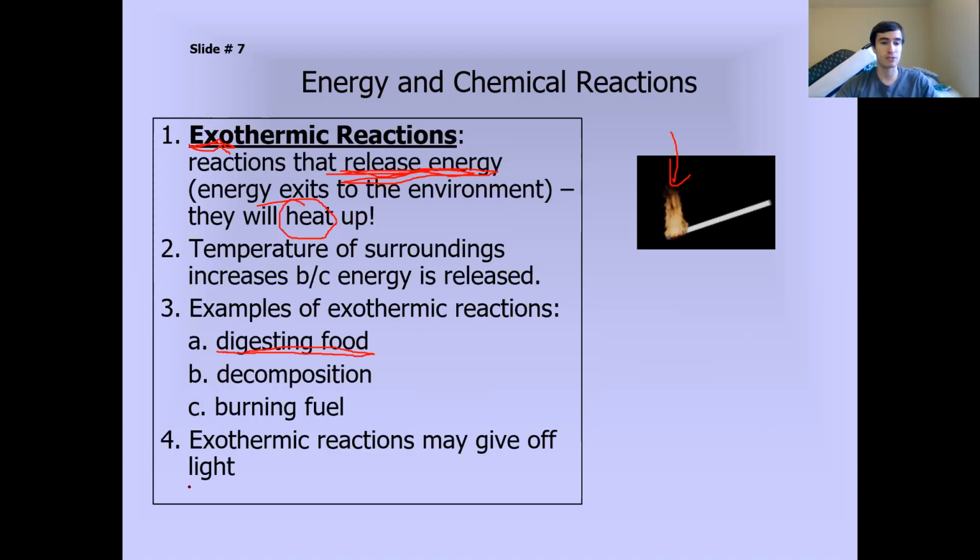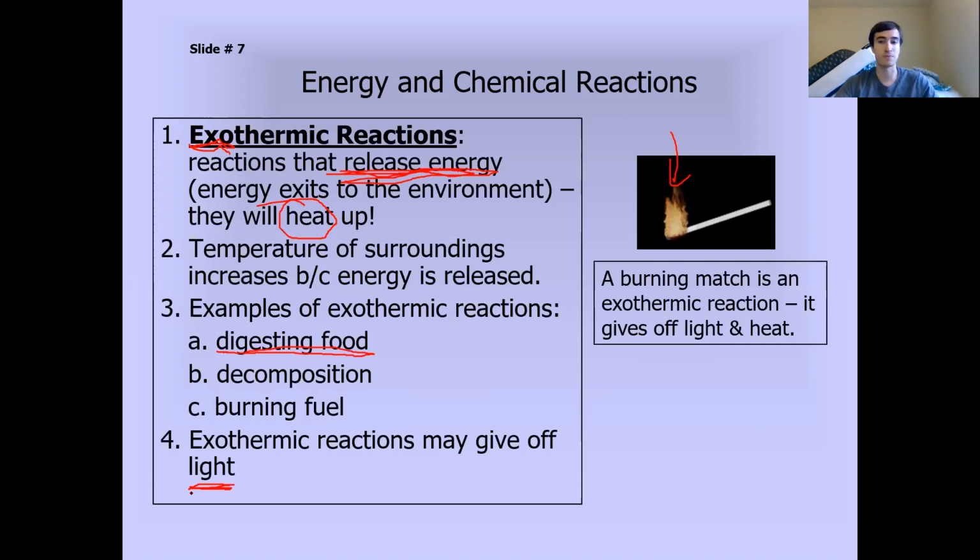So sometimes exothermic reactions can give off light as well. Like obviously any sort of combustion will give off light as part of the reaction, but it doesn't have to. Like the little packets that you squish up and put into your hands that heat up your hands, those don't give off any light, just heat. But sometimes exothermic reactions give off so much energy that they not only give off heat energy, they also give off light energy, kind of like the light bulb that we were talking about earlier. So this match that's on fire, it's giving off a lot of heat and a lot of light. So it is a very exothermic reaction.